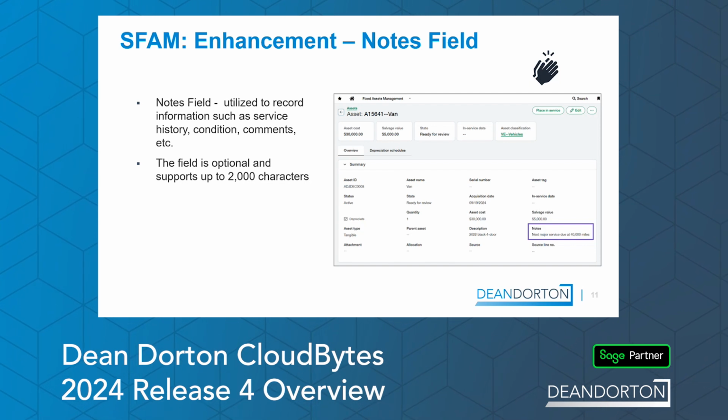So there's a notes field now. It's utilized to record information, service history, conditions, any kind of comments. It's an optional field. It supports up to 2,000 characters, but it's giving you a place to put information. This is a little small for me, but I think it says next major service due at 40,000 miles. So while not really a reminder system, perhaps a tickler type system and information that you could take from here, put into a custom report and put on a dashboard as well to pull in some relevant information.